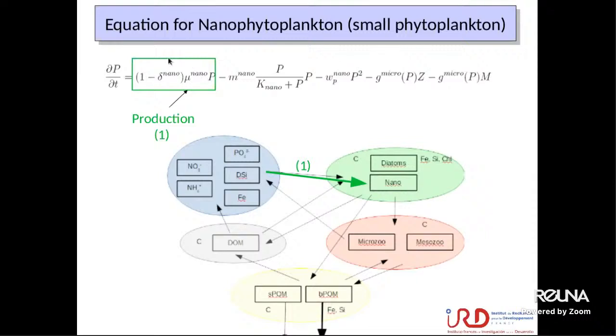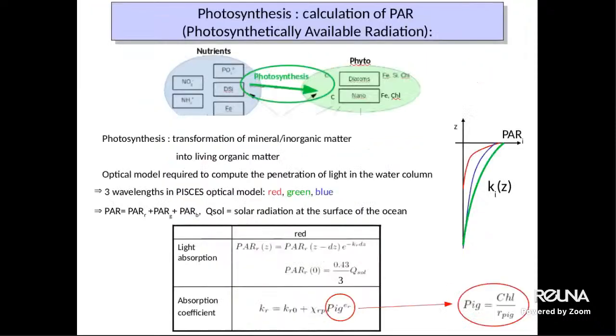And now you have these coefficients in front of it. First, you can see this coefficient here, 1 minus delta. It's an efficiency coefficient. It means that if delta is 0, all of this will be produced. But because you have some inefficiency, some loss, delta is not equal to 0. So I will not talk a lot about this delta, but we will focus on this production term, which is mu, in Greek, mu nano times P.